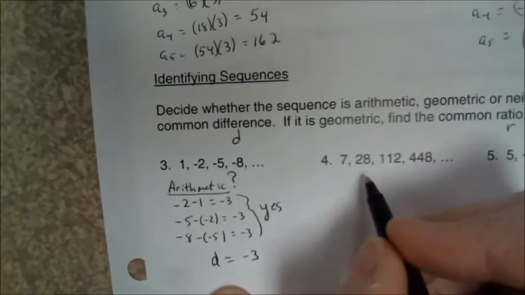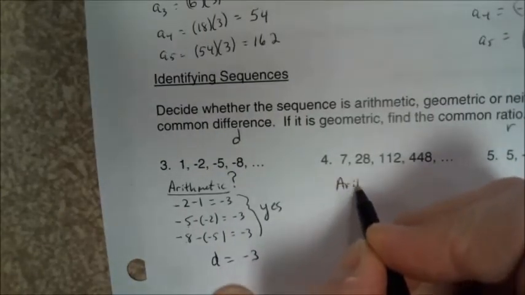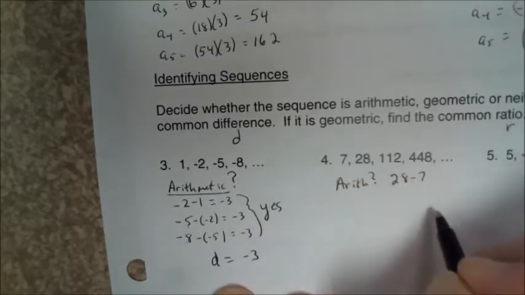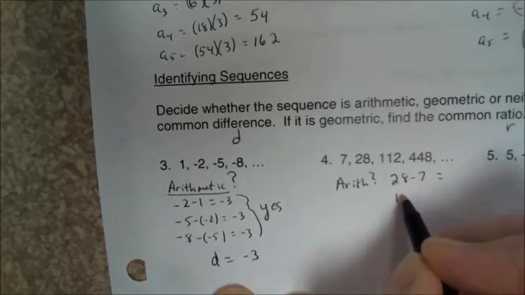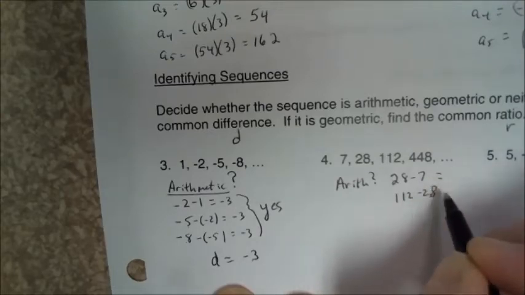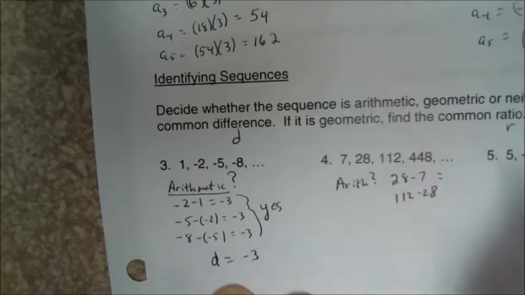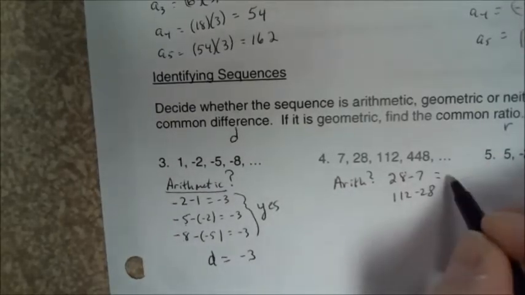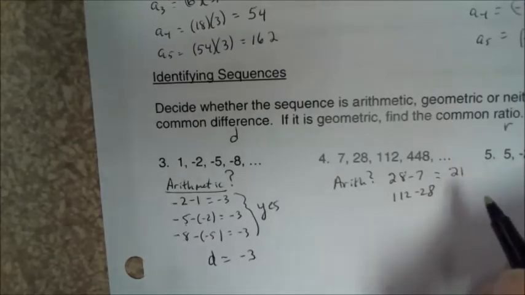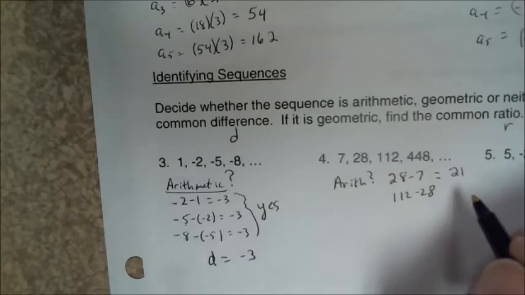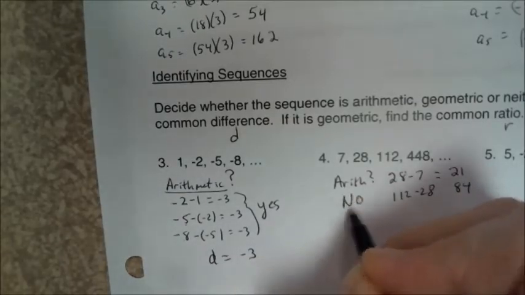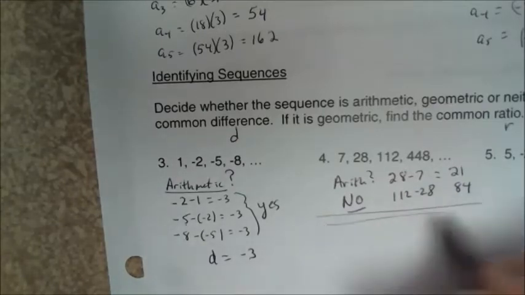The next one, number 4, is it arithmetic? I wonder, is 28 minus 7 the same thing as 112 minus 28? The same thing as 448 minus 112? I think we can find out that really quickly. 28 minus 7 is 21, and 112 minus 28, I don't think it's 21. No, it's 84. So that is a no. It's not arithmetic. So let's go on to the next.